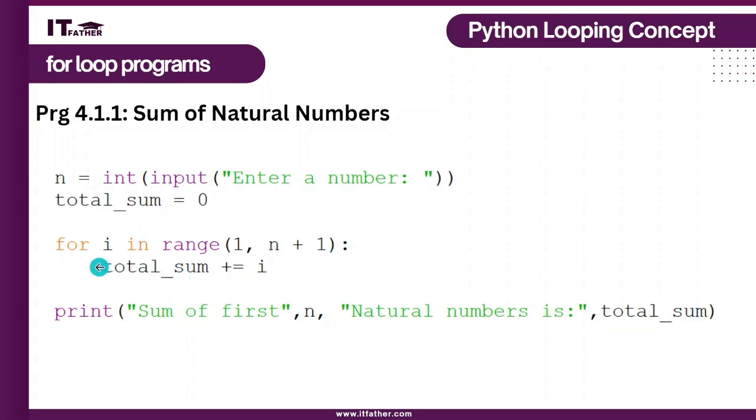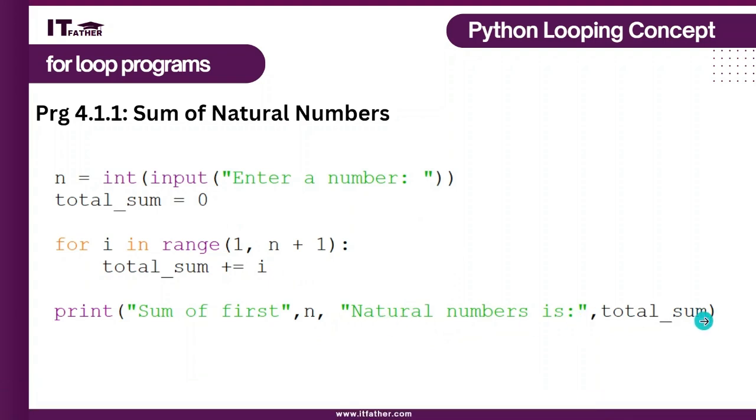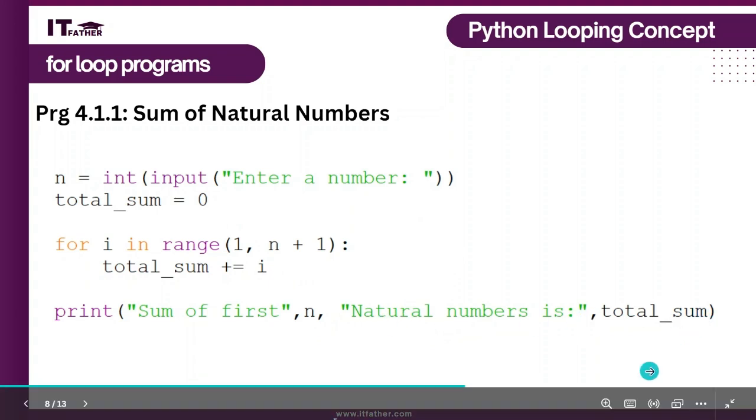After this we write total sum plus equal to i, meaning total sum equals total sum plus i. So the range function will provide single numbers 1, 2, 3, 4 up to n, because n plus 1 is given, and it will display the sum of the first n natural numbers. Here n means the number entered by the user.